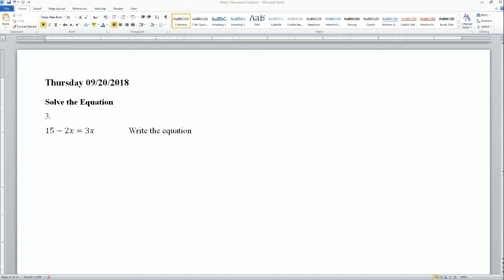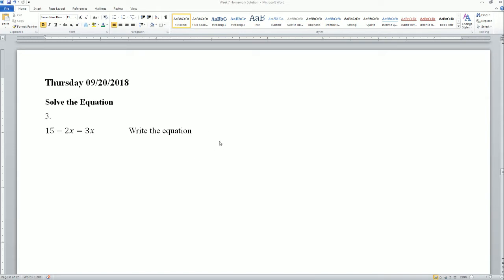We have the Thursday, September 20th problem here. All these problems ask us to solve the equation, which means to get the variable alone. Alright, so we have number 3 right here: 15 minus 2x equals 3x. Notice that the first step is always to write the equation.